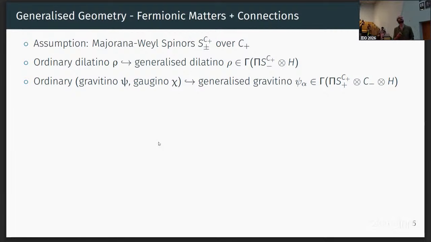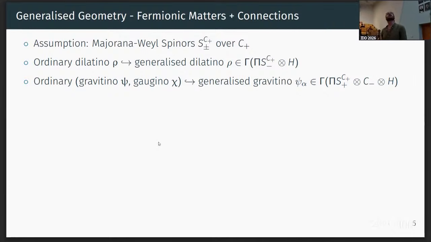And then more interesting is you can take the ordinary gravitino and the ordinary gaugino, and you can map them into a single object, the so-called generalized gravitino, which again is a spinor half density, and now it has a C- index attached to it as well. And by what I just told you about the Clifford algebra, it seems like a small detail, but it led to huge simplifications. The Clifford algebra has an index in C+, this in C-, and you cannot contract the two with each other. So there are much fewer spinor bilinears that you can actually write down.